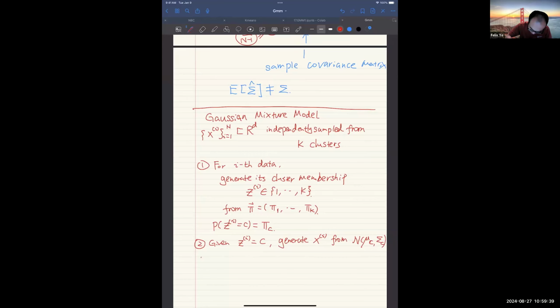So the PDF of this is the following. It's basically 1 over square root of (2 pi) to the power of d times the determinant of sigma c, and the exponential of minus 1 over 2 times (x minus mu c) transpose sigma c inverse (x minus mu c).